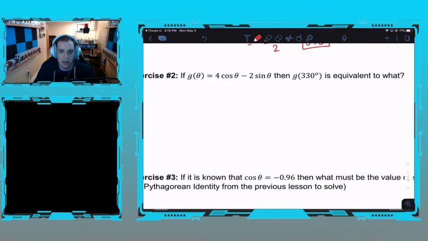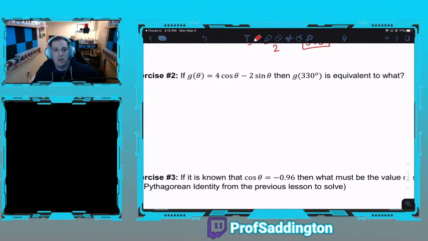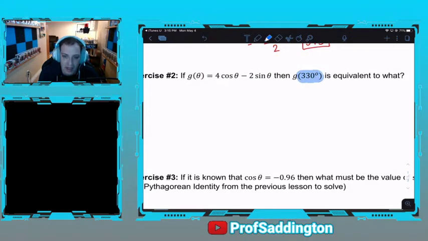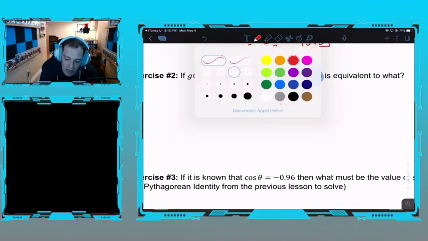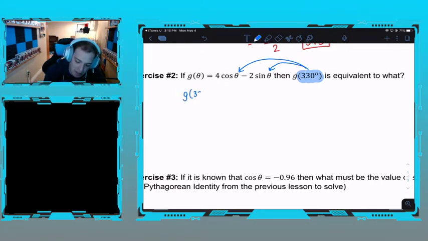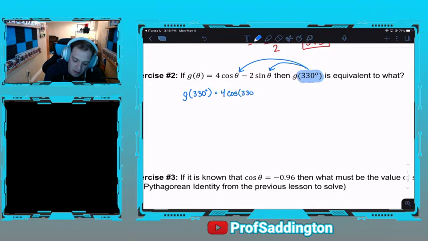In this one, it says that we have g of theta is equal to 4 cos theta minus 2 sine theta. Then g of 330 is equivalent to what? So once again, I'm just going to take that 330. I'm going to take what's on the inside because that's our x value. And I'm just going to plug them in. And in this case, we're plugging them into theta. So we're going to have g of 330 is equal to 4 cos of 330 minus 2 sine of 330.